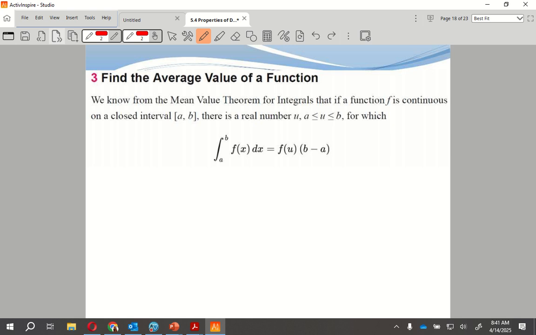Alright, average value, right here. Average value of a function. This is important, especially if English is not your first language, because you might not understand what it's saying. So, average value of a function, mean value theorem for integrals, closed interval, and so on, right here.